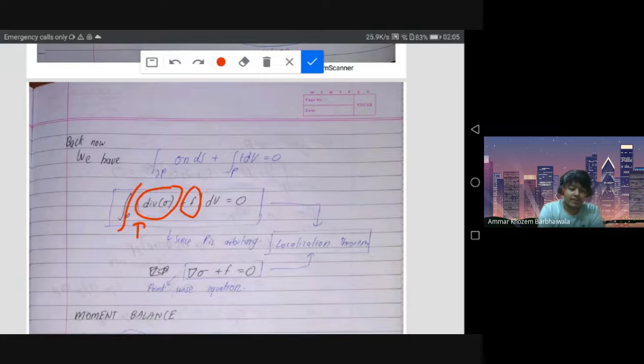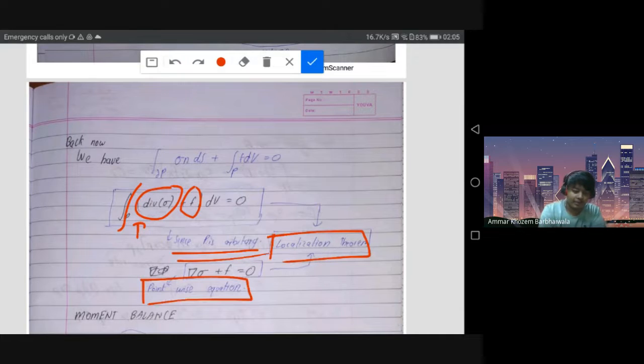So now obviously, since P is an arbitrary volume, we can apply the localization theorem, which basically states that if P is an arbitrary volume, we can consider P to be very small, and we can consider it pointwise, at a point. So basically for each point this condition should be satisfied, that is the divergence of the stress tensor plus the body forces should be equal to zero.